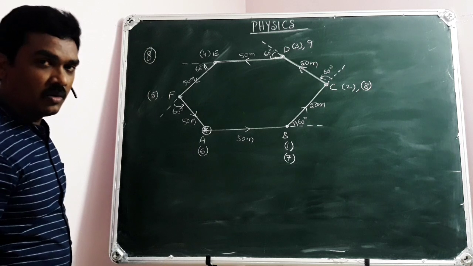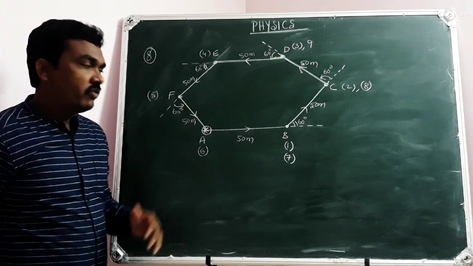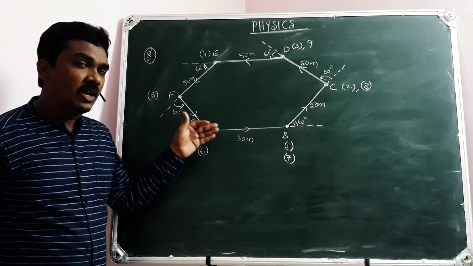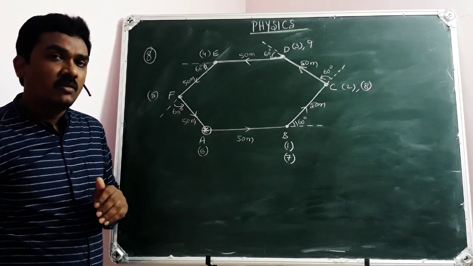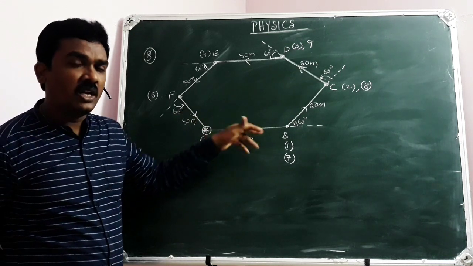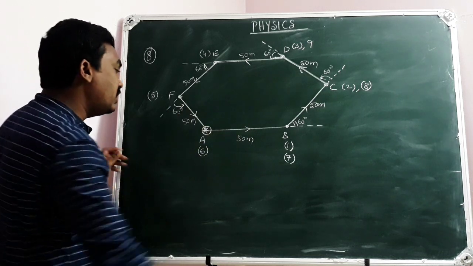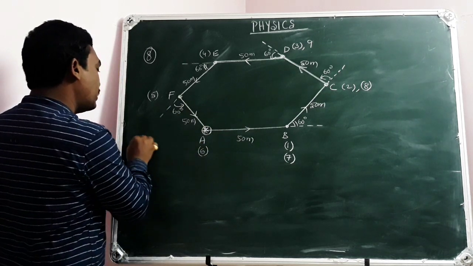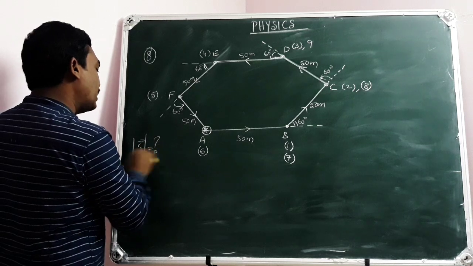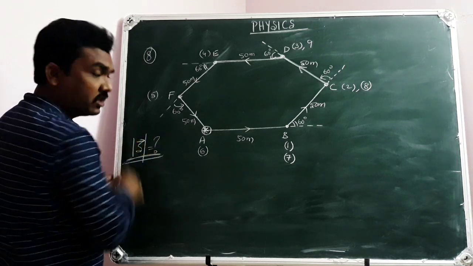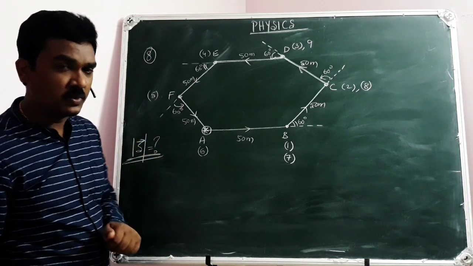Why I stopped there, you know? The question is, when a person travels along a straight path, for every 50 meters taking a left turn through 60 degrees, then calculate the displacement of the person just after the ninth turn. After taking the ninth turn, what is his displacement?